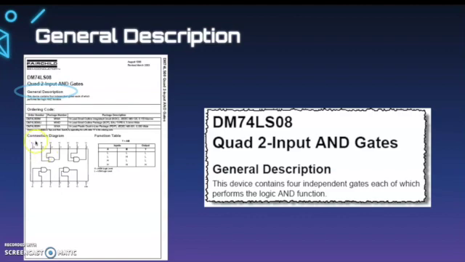So the first thing is a general description of that component, and over here you'll see that area enlarged, and this says that this device contains 4 independent gates, each of which performs the logic of an AND function.